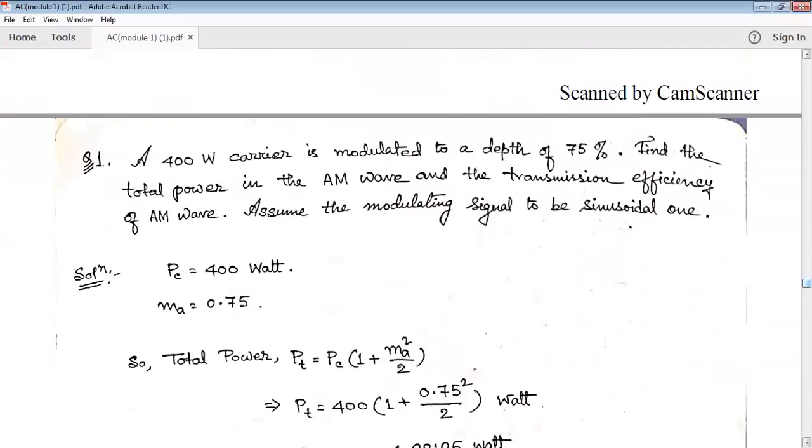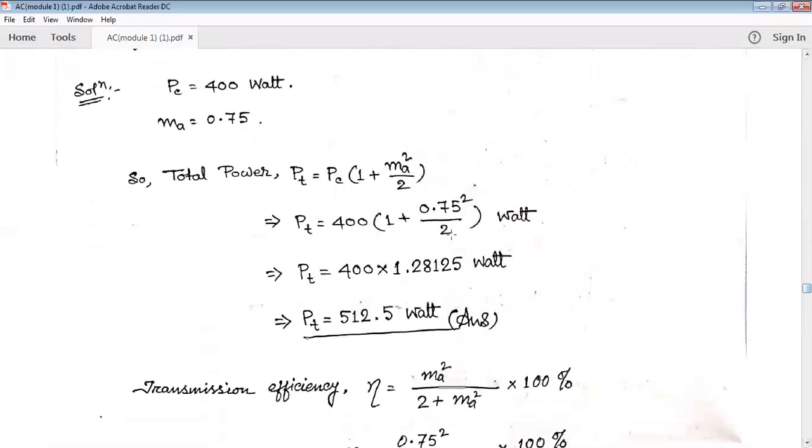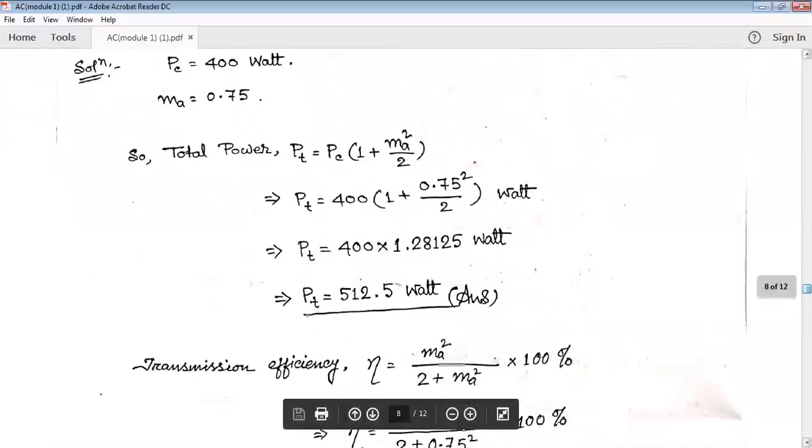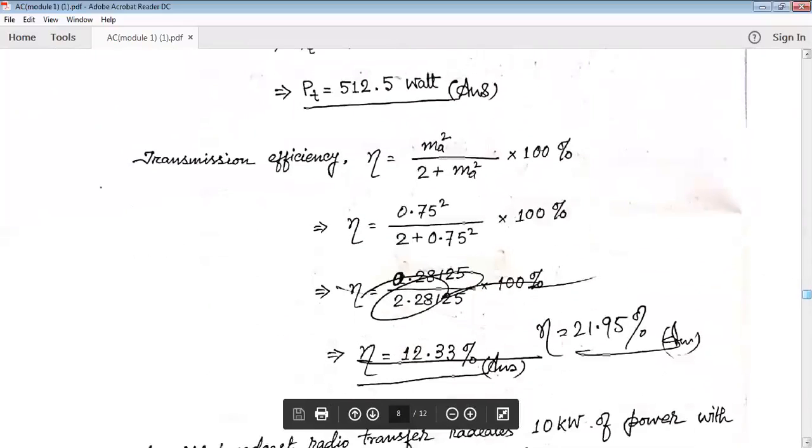Now there is a small numerical problem. A 400 watt carrier is modulated, that is Pc equals 400 watts, with a depth of 75%, that is modulation index is 0.75. We need to find out the total power and the transmission efficiency. So from the formula, total power is equal to Pc into 1 plus m square by 2. Just put the value and you will get the total power here. And for transmission efficiency, again put the formula and put the value of modulation index. You get the transmission efficiency equal to 21.95%.